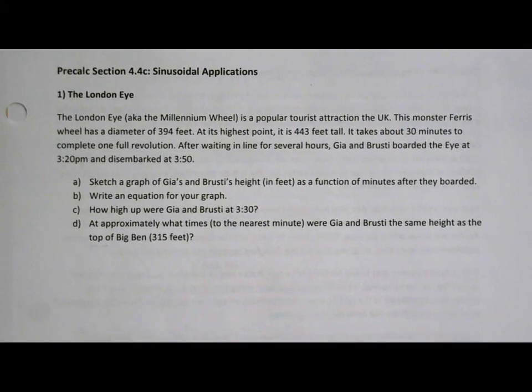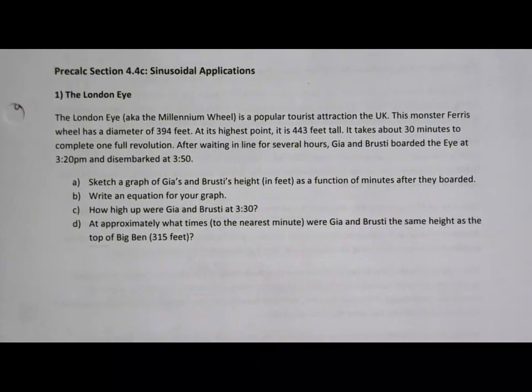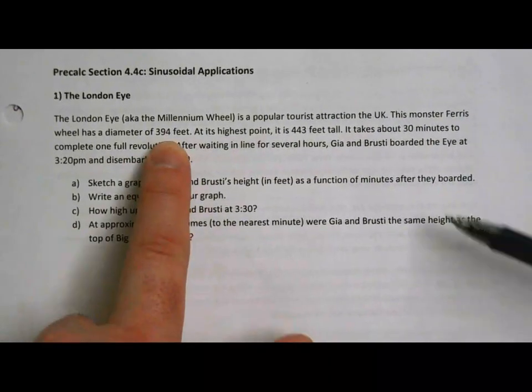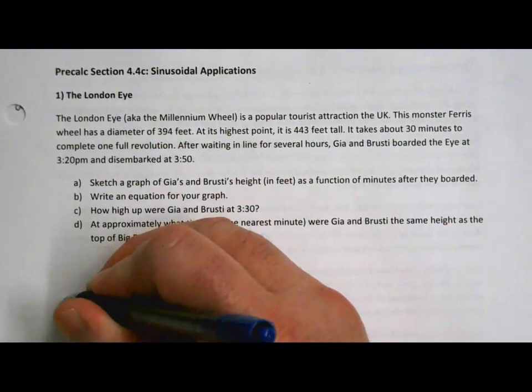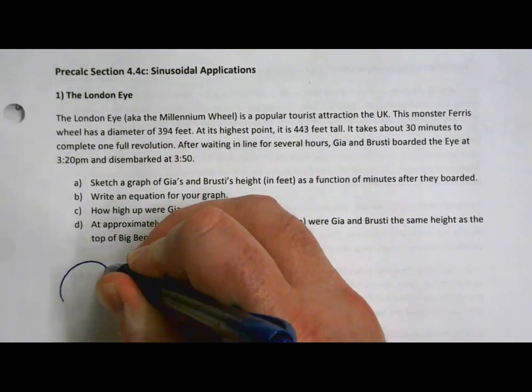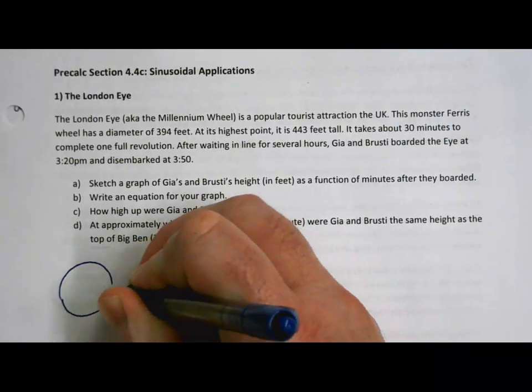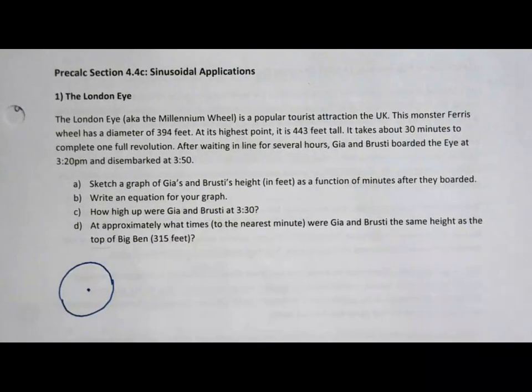The London Eye is that big Ferris wheel in London. It's got a diameter of 394 feet, and at the highest point, it's 443 feet tall. What's going on there? This is bigger than this, so let's draw a picture of the thing. Let's draw the wheel.